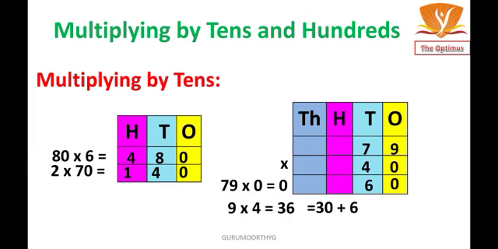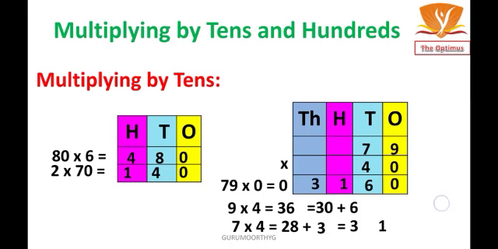Next, I am going to multiply 4 tens into 7 tens equal to 28 hundreds. 28 hundreds is nothing but 2800. 28 hundreds plus 3 hundreds equal to 31 hundreds. 31 hundreds is nothing but 3100. So I am going to write in thousands and hundreds place.